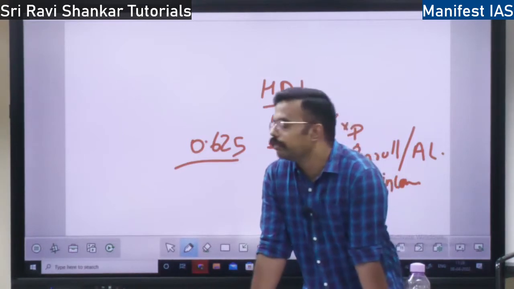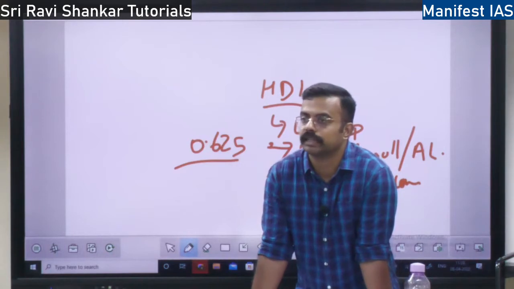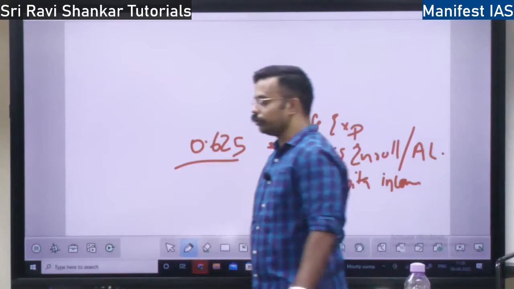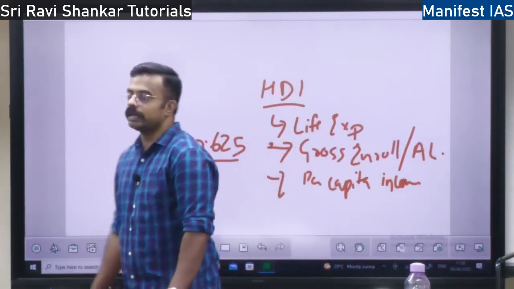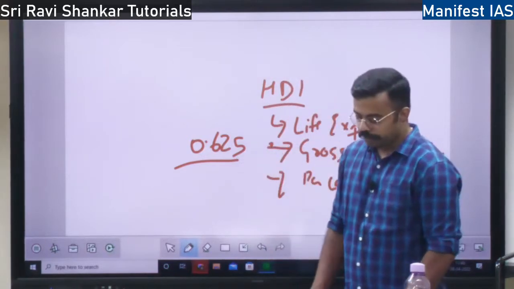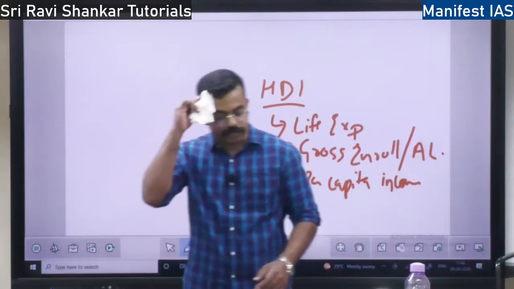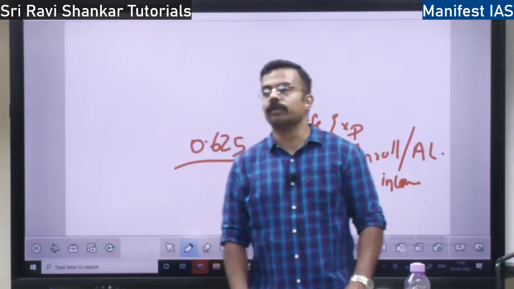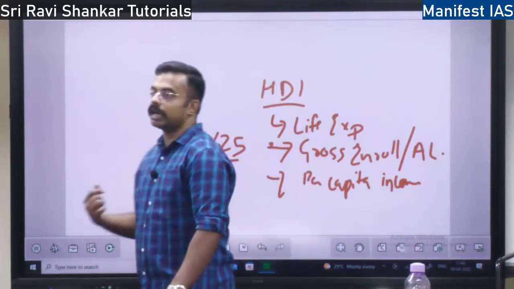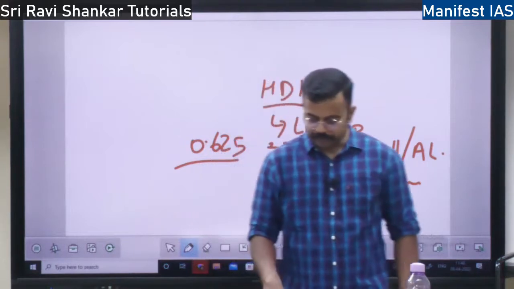Not only is this a world index, we also have a National Human Development Index that ranks the various states of India based on human development. It is published by the Planning Commission. Not only that, we have one more index, the State Human Development Index, released by various states. What are the districts that are developed, and what are underdeveloped? That is measured by the State Human Development Index.